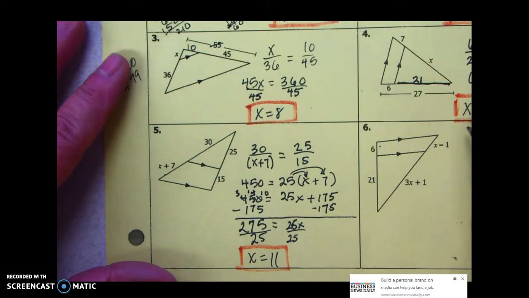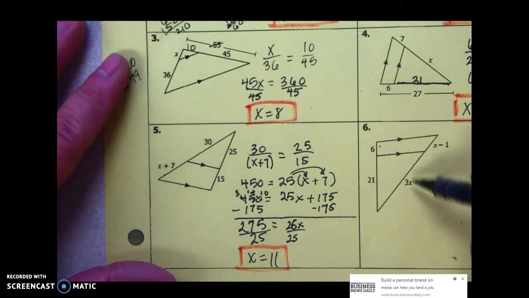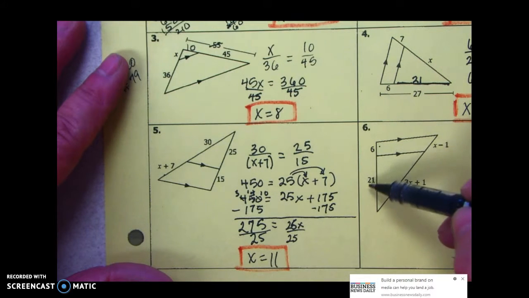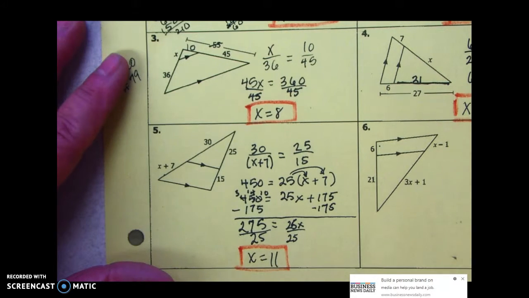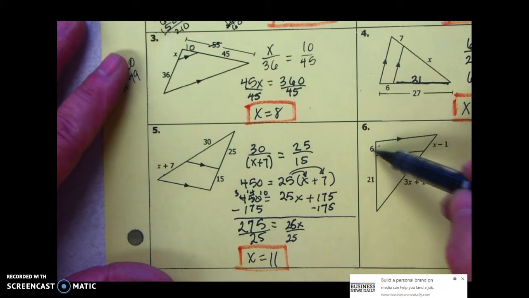Okay, 6 over 21. So I'm going backwards. Can I do that? Yes, I can. As long as I stay consistent. This one over that one over that one. The only time you're going to get in trouble is if you crisscross.